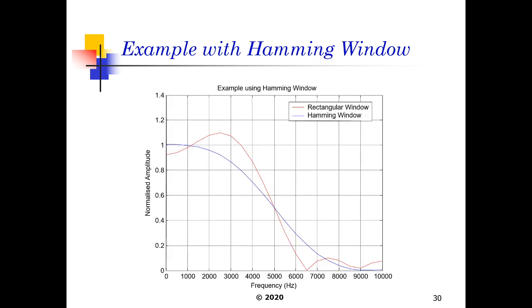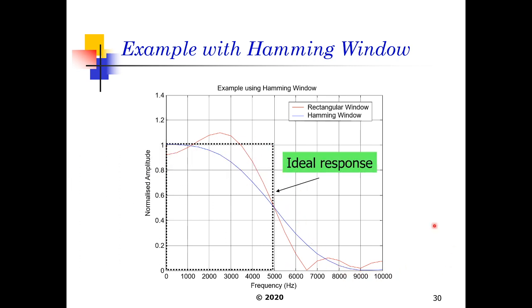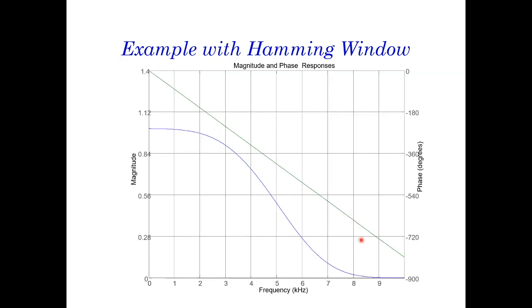The example with the Hamming window shows that for the rectangular window, if we use this, we will get this response here. But for the Hamming window, we get a nice smoother response overall. The ideal response will be in this part here, because we had a cutoff frequency of 5000 Hz or 5 kHz. So this is the magnitude response that we're observing here. The phase response is given by this green line here. So we see that we maintain our linear phase response accordingly by using the Hamming window.